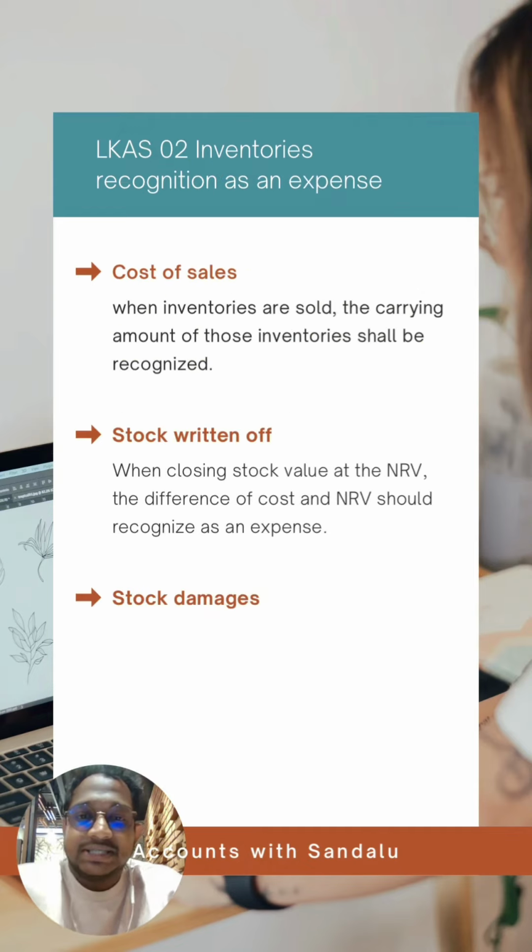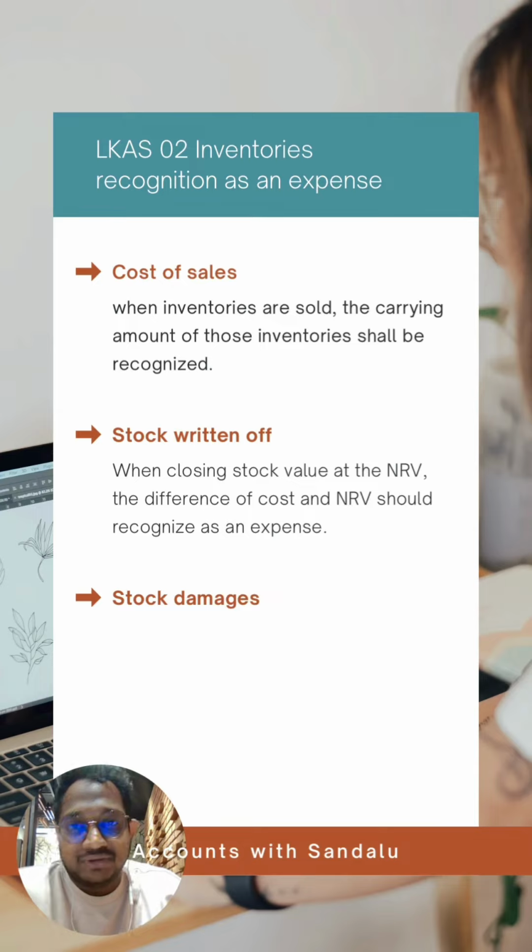The expenses that you should mention based on inventories under LKAS 2. So first thing is cost of sales. So actually cost of sales is the main expense in the trading business. So which means the inventories are sold. The carrying amount of those inventories that are sold, right?